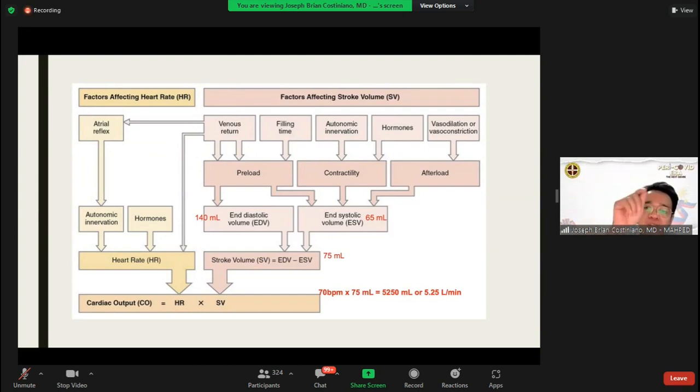tapos SV mo, venous return preload, and then vasoconstriction, peripheral vascular resistance afterload, and then your preload usually is the one that determines your end diastolic volume. And an increase in your end diastolic volume will increase your stroke volume, and that increase in your stroke volume with your heart rate will determine your cardiac output.